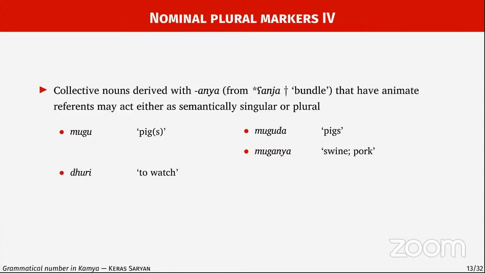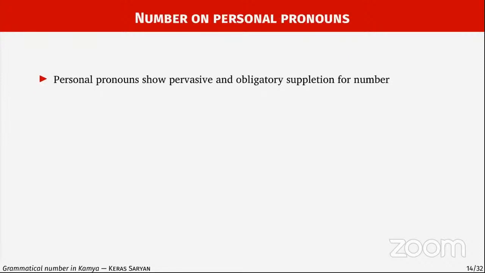And the same goes for, for example, the small number of nouns derived from verbs using the suffix. So dhuri is to watch, and dhuranya is audience, and this can either be treated as singular or plural, since audiences are generally animate. Though note you can't then add the plural suffix on top of the collective suffix, so a form like dhuranyada would not be licit.